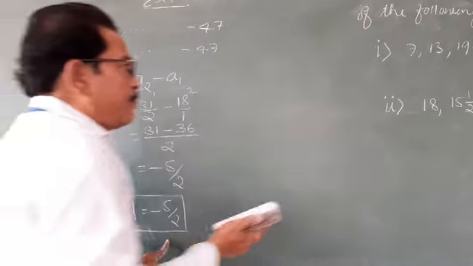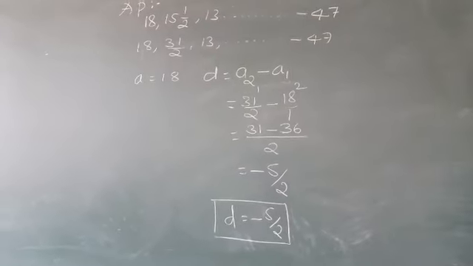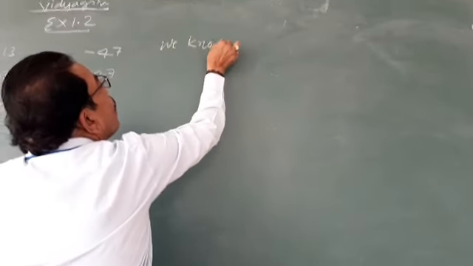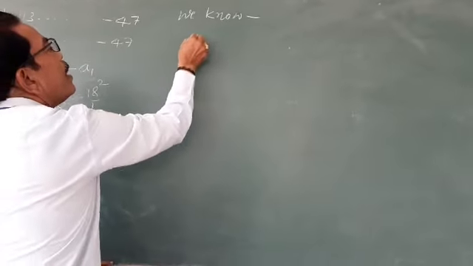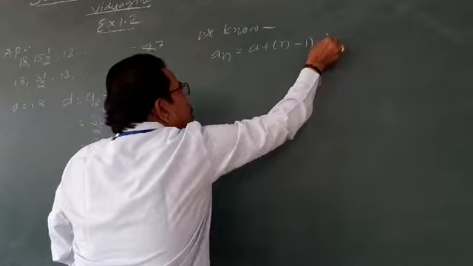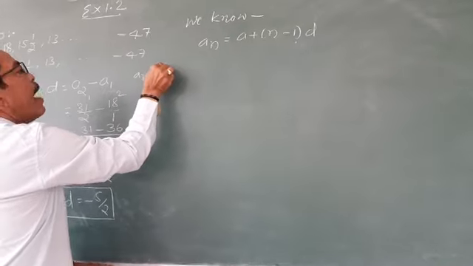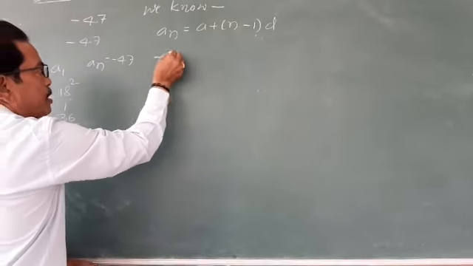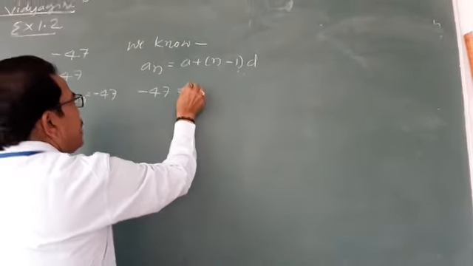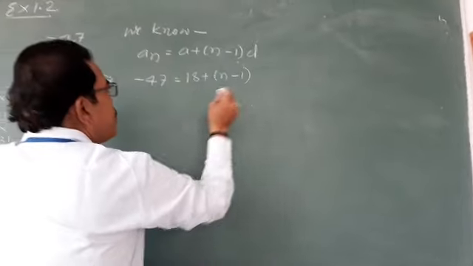Okay, let us find the nth term, that is by using a(n) equals, we know a(n) equals a plus (n minus 1) into d. The last term they have given, that is a(n), is minus 47. So by substituting the values, a(n) minus 47 equals a, that is 18, plus (n minus 1) into d, which is minus 5 by 2.